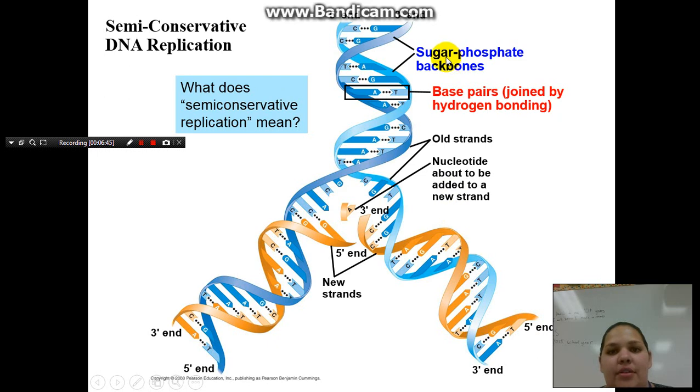So let me say that again. Your original strand is blue. When you make a copy, the new strands are added, which are orange. So the new molecules are half new and half old.